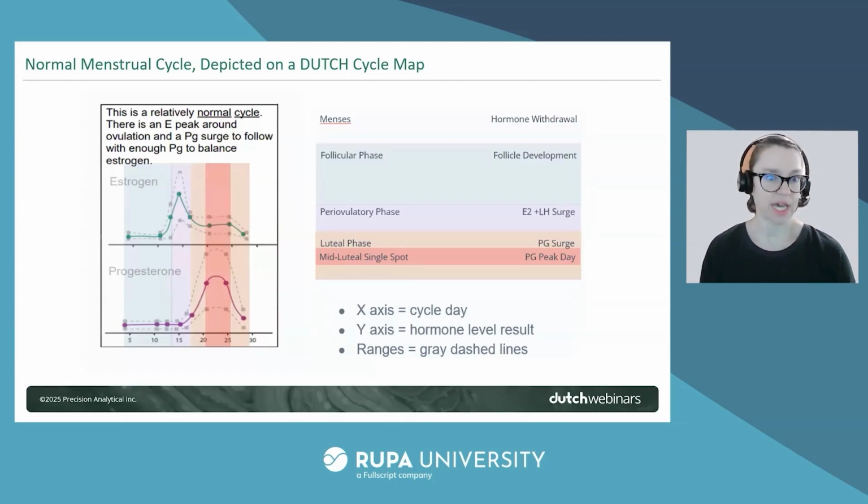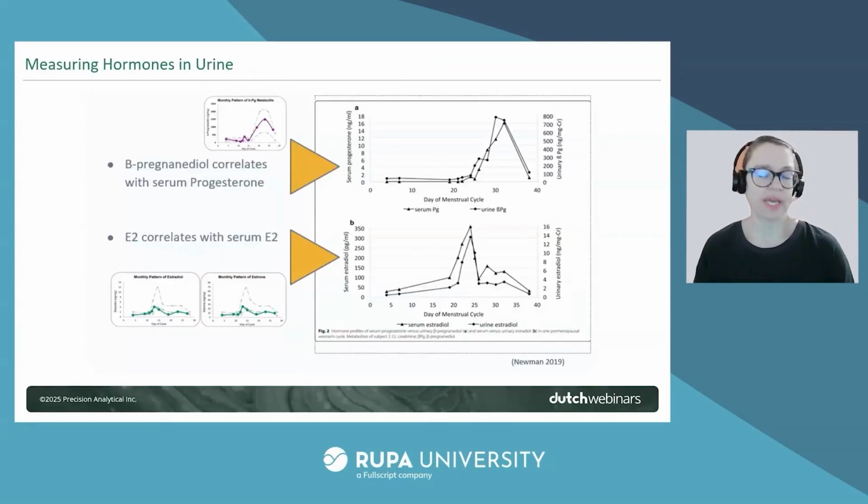Between those gray dashed lines is our expected range. So that's how to read these cycle maps. And then before we look at some of these examples, I want to talk about measuring hormones in urine. So you'll notice on the DUTCH test, we use beta pregnanediol as a surrogate marker of progesterone output.